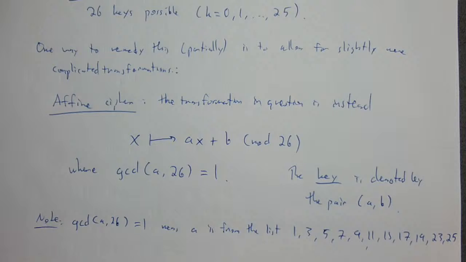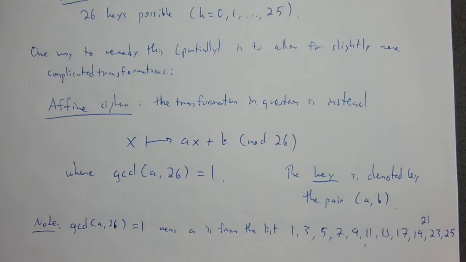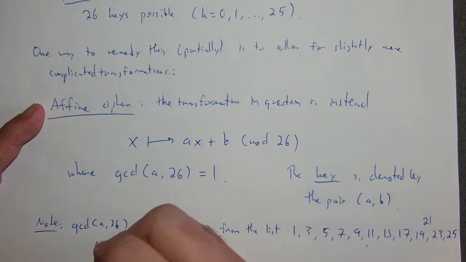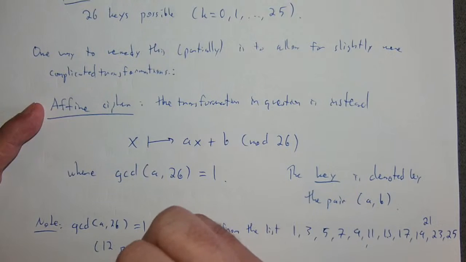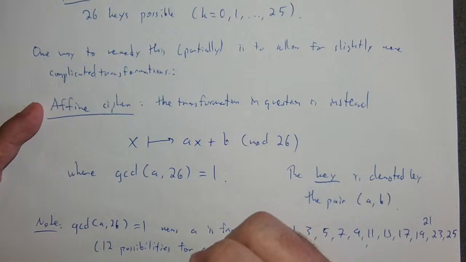Okay, so there's 1, 2, 3, 4, 5, 6, 7, 8, 9, 10, 11 possibilities for A here. Oh, wait, 11. Did I miscount this? 1, 2, 3, 5, 6, 7, 8, 9, 10, 11. Did I miss something? Oh, I didn't write 21 here. Sorry, 21. So there's 12. Yeah, there should be 12 possibilities for A.